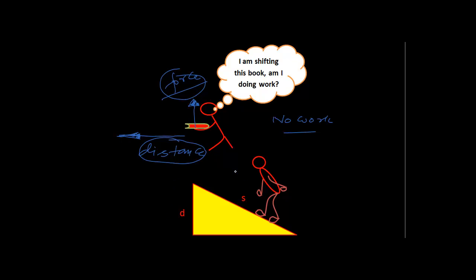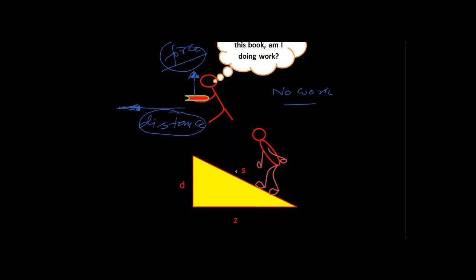Now in order to understand this, we have to go into another picture which is towards the bottom. Yeah, this picture. Here you have a person trying to move on this inclined plane. He starts from this lower point, say A, and he ends the journey at this point which is B. So he is actually covering a distance S along this inclined plane. But while doing so, he is also covering a distance Z horizontally and a distance D vertically.